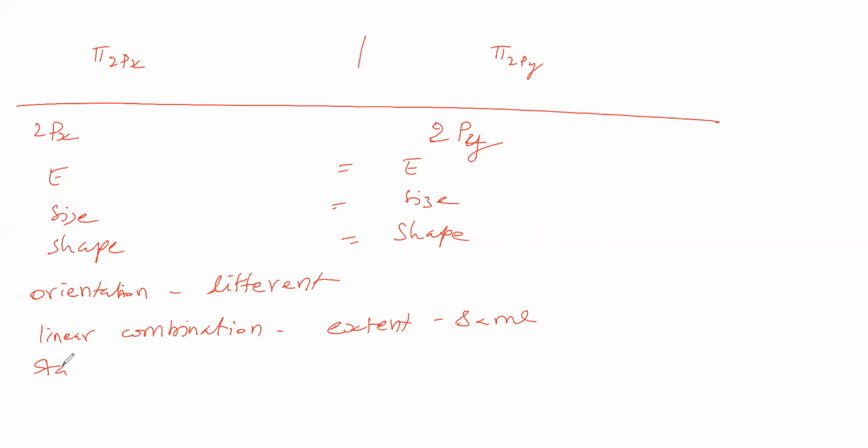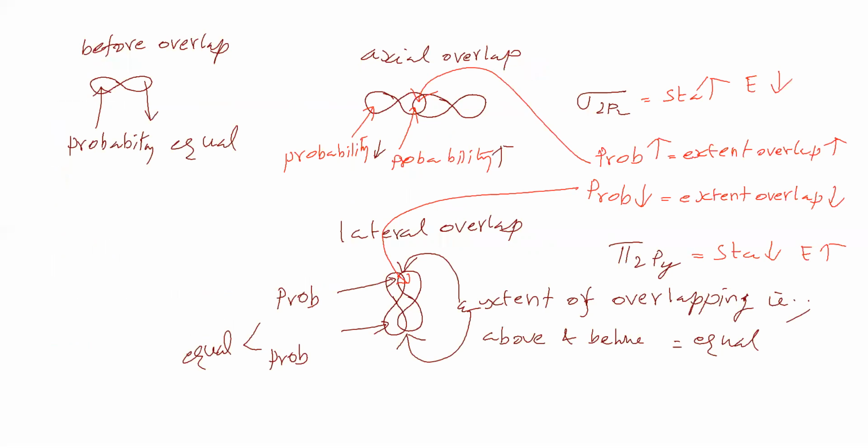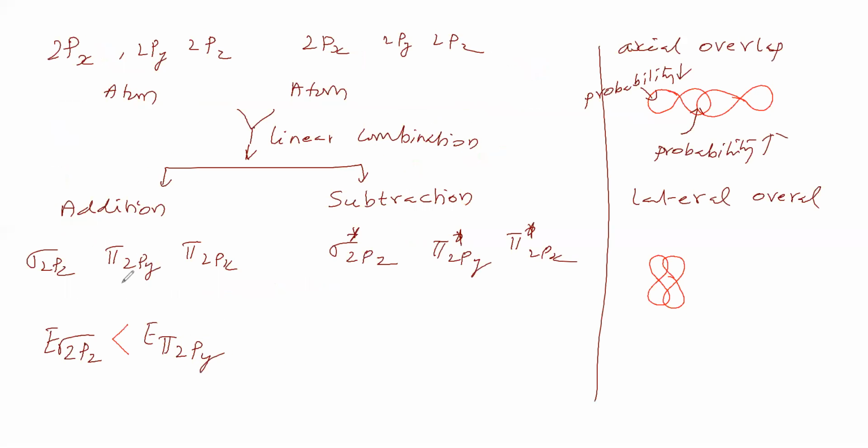Therefore, the stability for both remains the same. Therefore, the energy of both remains the same. Therefore, pi 2px energy is equal to pi 2py energy. We can say the energy of pi 2px is equal to the energy of pi 2py. Therefore, it is like this.